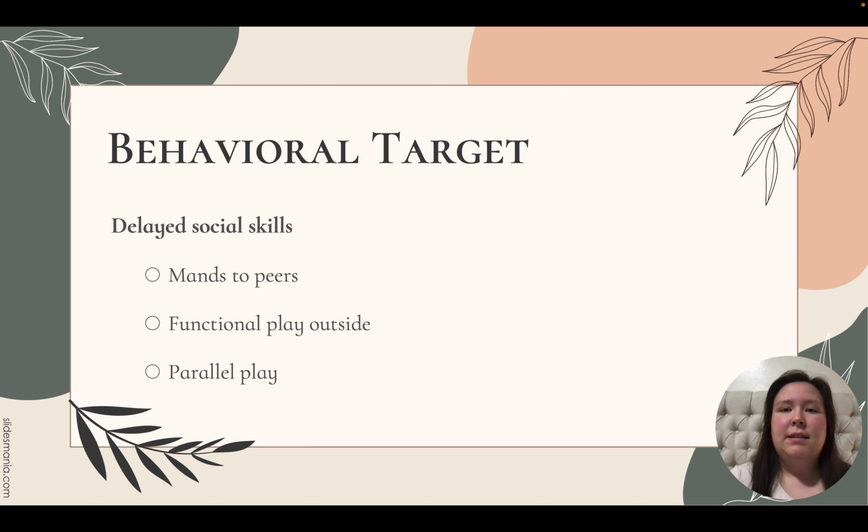Lastly, this client does not engage in parallel play. When a peer comes to play next to him, he typically gets up and moves away to another area, away from the peers. Parallel play involves engaging in play within 1 to 2 feet of one or more peers. An example of this would be one peer playing with a car, while another peer is sitting next to them 1 foot away while playing Mr. Potato Head. A non-example would be one peer playing with a car, while another peer is 10 feet away from them coloring.